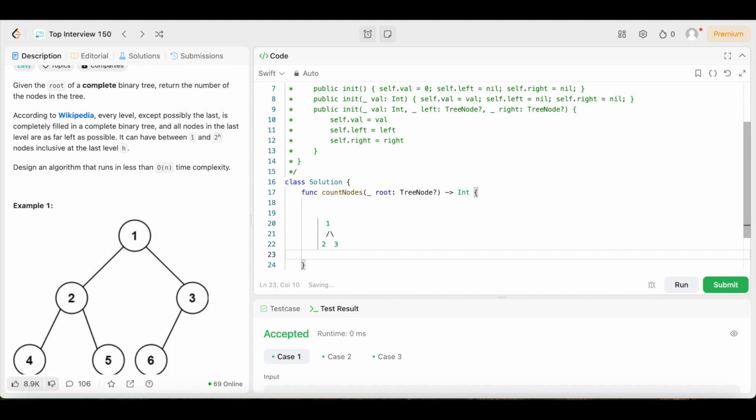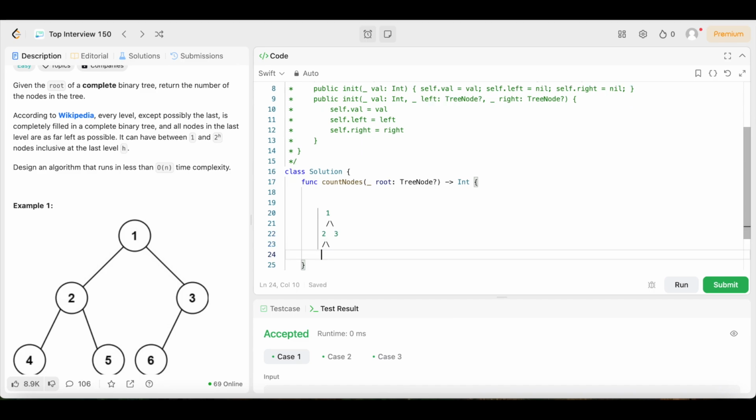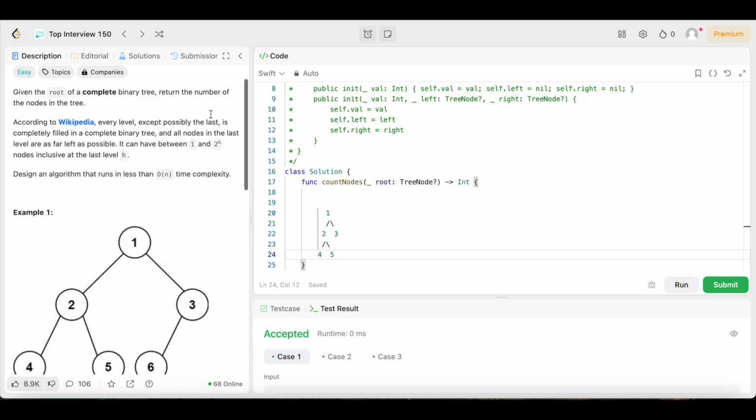Then we come down here. It might look something like this. Put the 4 there, put the 5 there. Boom. Just like this. Space this out for y'all. Okay, so this would be an example of a complete binary tree. Why? Because it satisfies the two requirements that we're looking for.